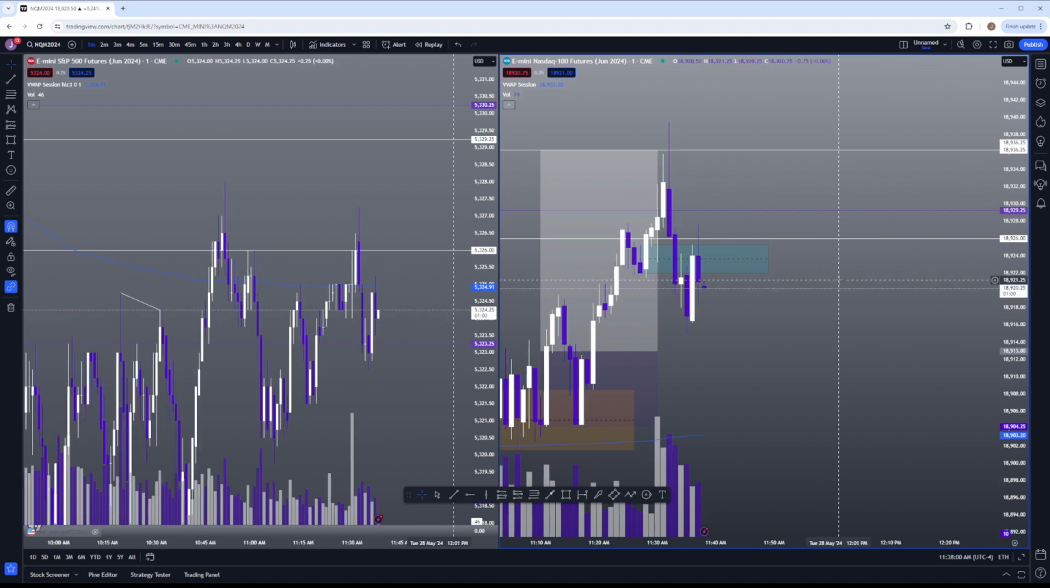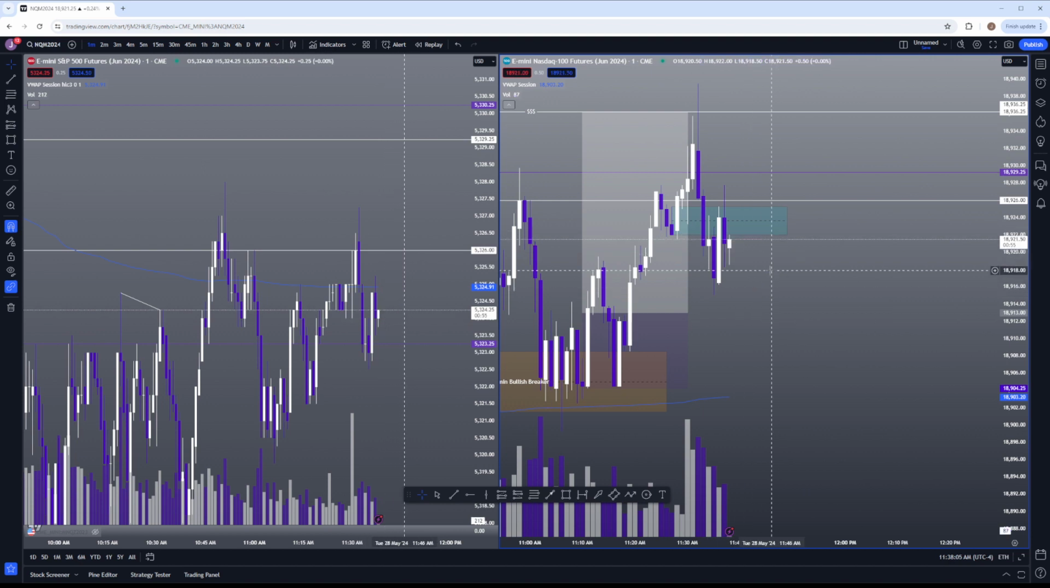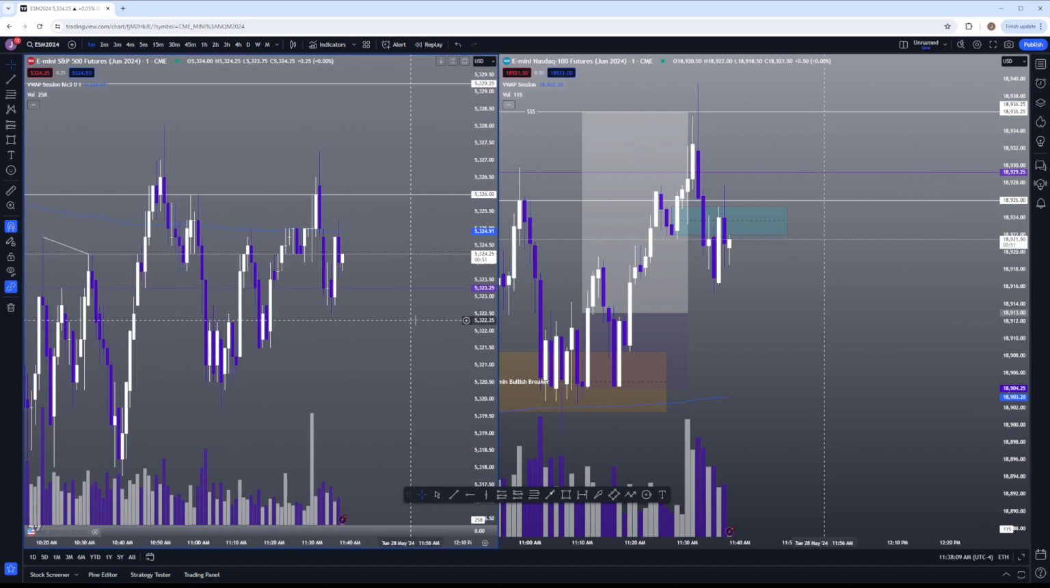We'll see if we continue to respect that bearish breaker. And if we continue to displace lows, that's when I would start looking for shorts. But again, not looking to rush into any shorts.